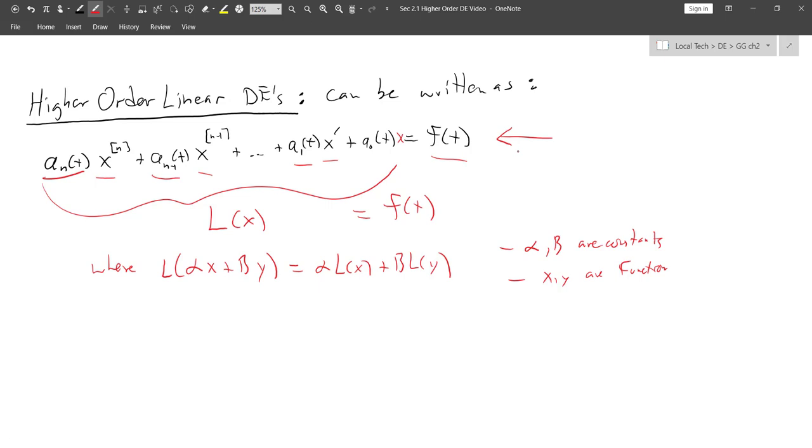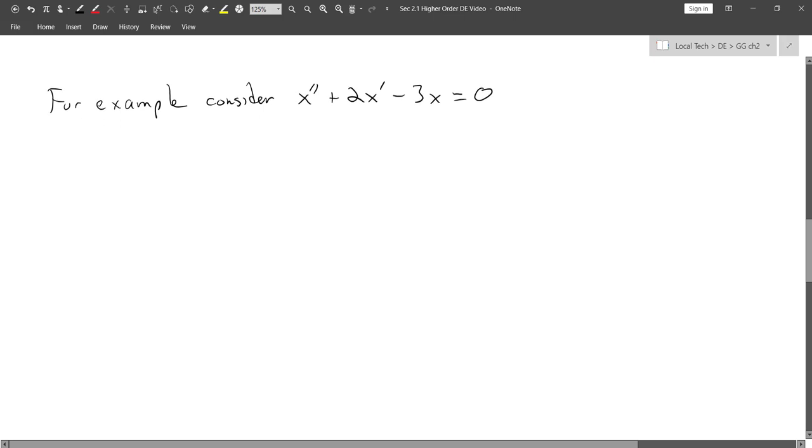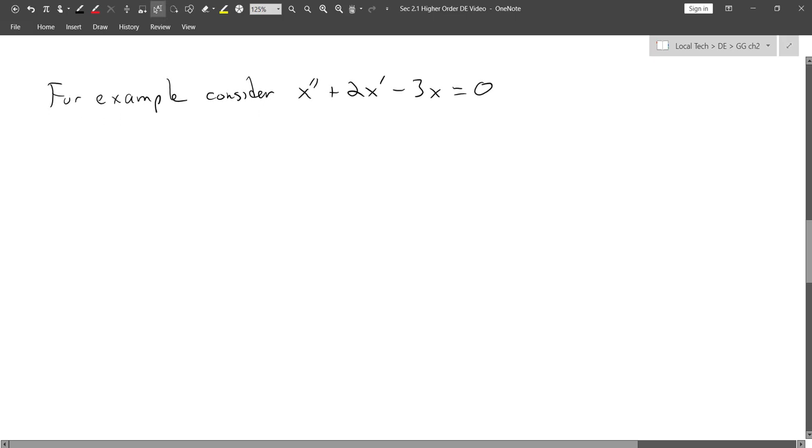Now let's look at a specific example. In this example, we have x double prime plus 2x prime minus 3x equals 0. So first, we're going to write this in operator form. If I let L equal the operator that takes the second derivative of something plus 2 times the derivative of something minus 3 times something, if that's my L, and I let my function f of t be 0 in this case, then we would have L of x equals f of t.